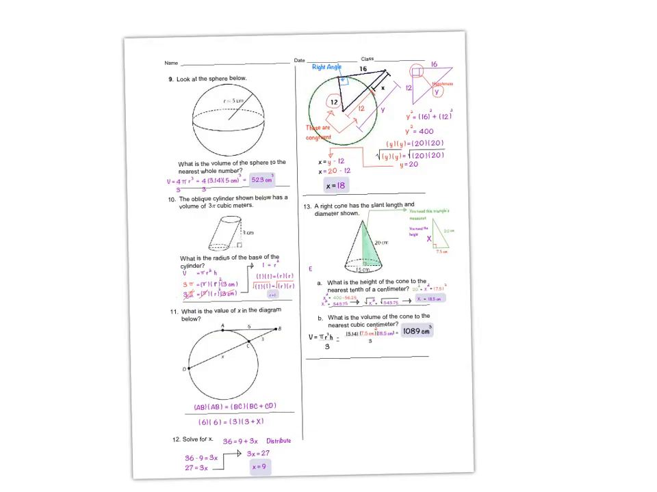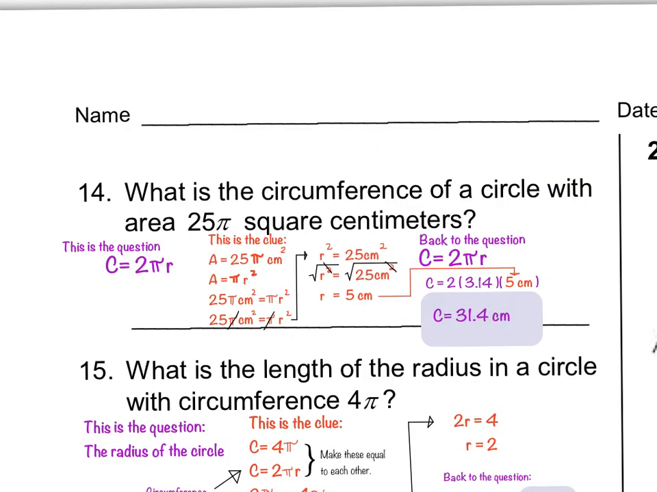That was page 2 of your review. On problem number 14, page number 3 starts off with these problems that look like riddles, but they're not riddles. If you see here, they're asking you for the circumference of the circle. That is the question. Find the circumference of the circle, which you know as circumference equals 2 pi r.